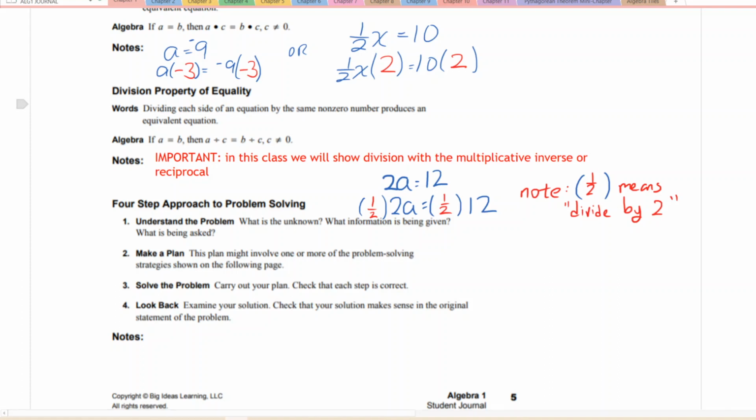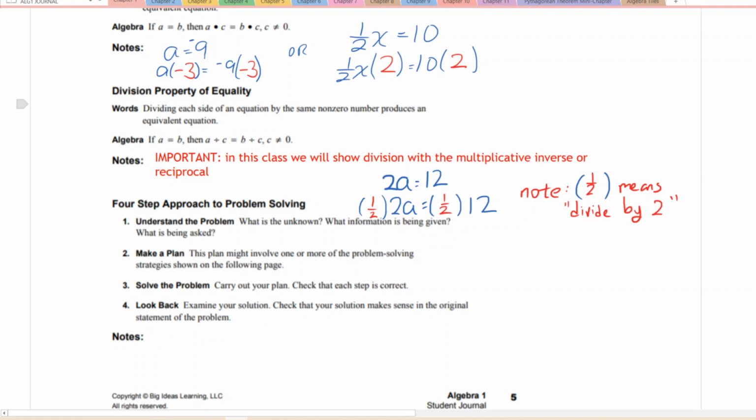Now here's the important note. In this class, instead of using the division sign, we're going to multiply by the reciprocal. Okay? So when you see 1/2 times 2a, I'm going to often say divide by 2. And I'm going to multiply by 1/2. They mean exactly the same thing in mathematics. Multiplying by the reciprocal is the same thing as dividing. So 1/2 times 2a, that's the same thing as 2a divided by 2.